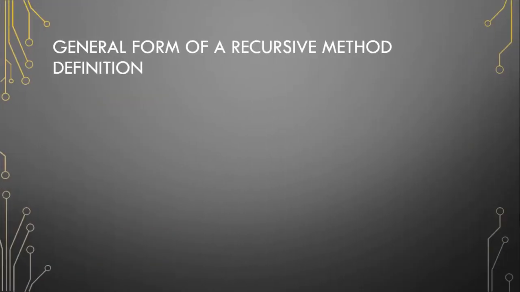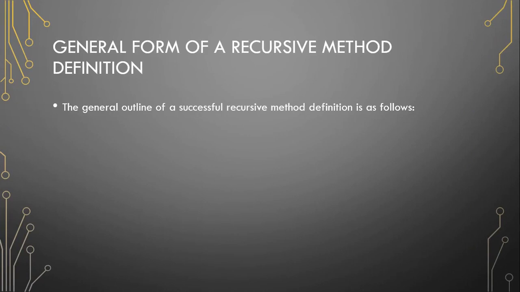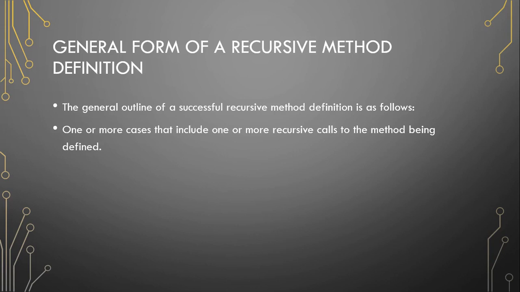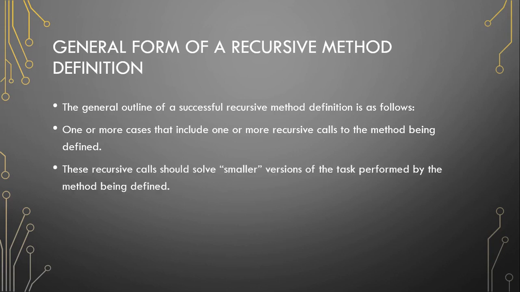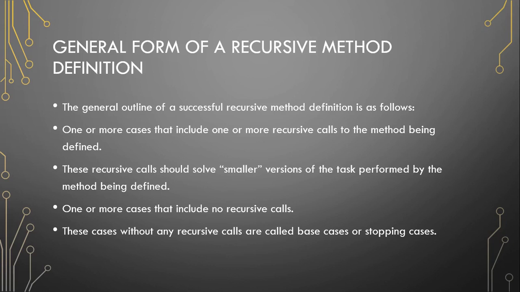Alright, let's discuss quickly the general form of a recursive method definition. The general outline of a successful recursive method definition is as follows. One or more cases that include the recursive calls being defined. These recursive calls should solve a smaller version of the task performed by the method being defined. And one or more cases that include no recursive calls. These cases without recursive calls are called base cases or stop cases. Now note, you'll see it says one or more. So you can technically have an if, an else if, and an else, and maybe your else is the recursive call, and your if and your else if are other scenarios of things that you want to happen.